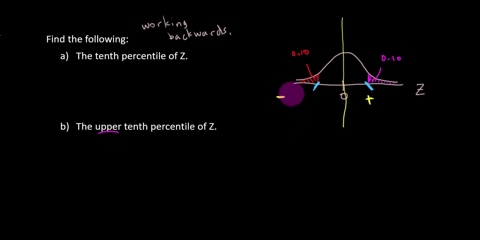Negative 1.28. And over here, this would make it positive 1.28. And I guess to be super complete, I will write it over here. 1.28. Ooh, and because the upper 10th percentile was an area to the right, I could have written this as such. 10% in the right tail corresponds to a tick mark of 1.28.